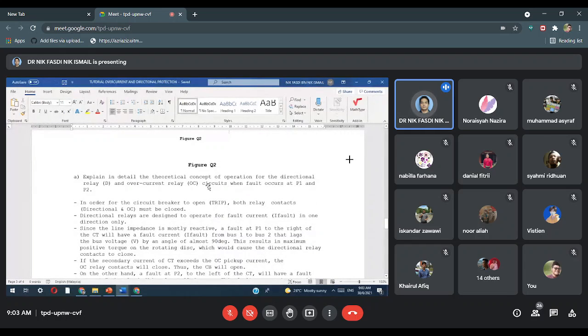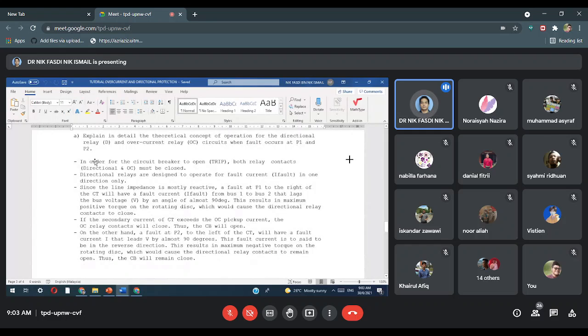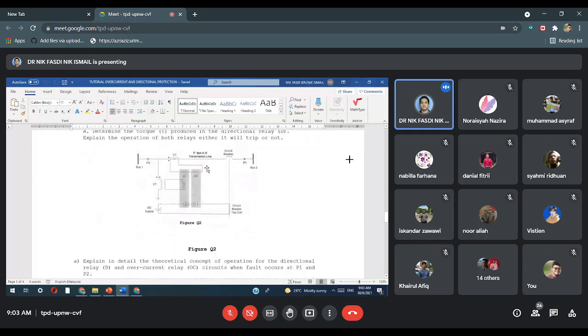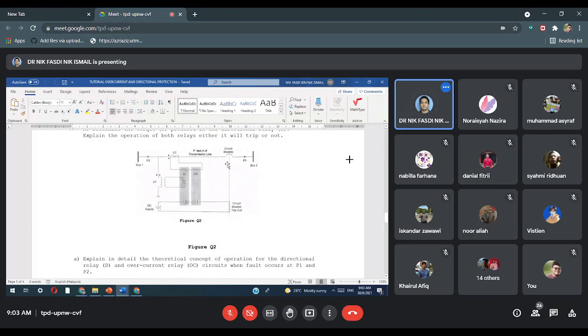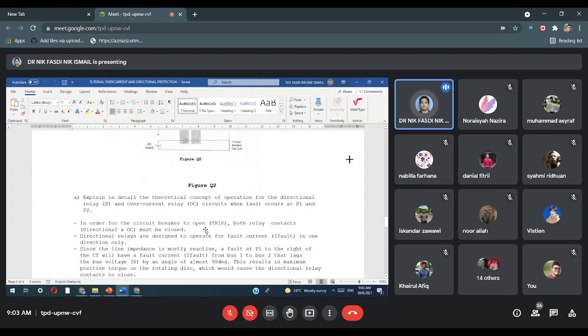Explain in detail the theoretical concept. It says in detail. Don't make it simple, it must be in detail. Alright, fault occurs at P1 and P2. In order for the circuit breaker to open, in this solution it starts with the circuit breaker. You can also start from where the fault happens, but we follow the solution. In order for the circuit breaker to open or trip, both relay contacts, directional and overcurrent, must be closed.